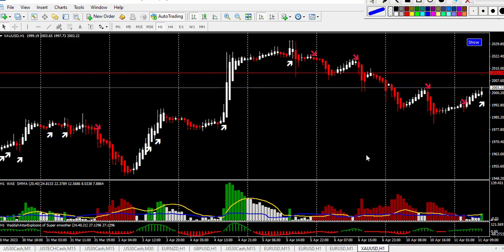MetaTrader 4 winning strategy. This is another simple strategy that anyone can use. I've combined a few indicators together to come up with this MetaTrader 4 winning strategy. This is a good strategy.